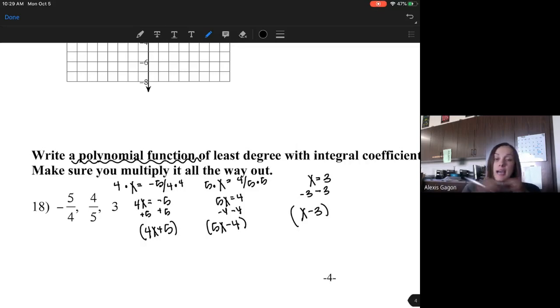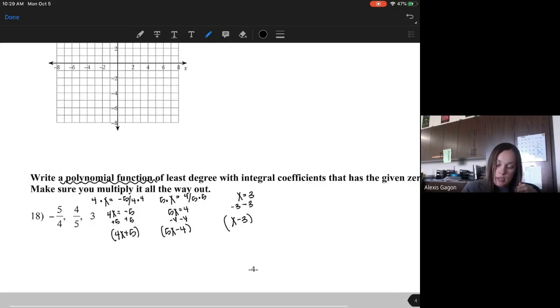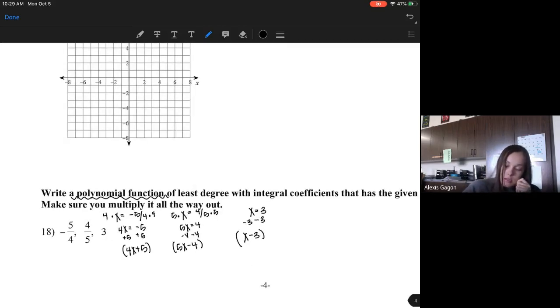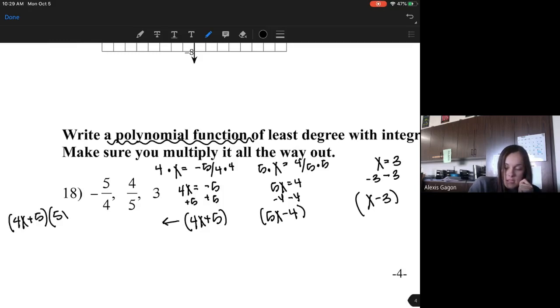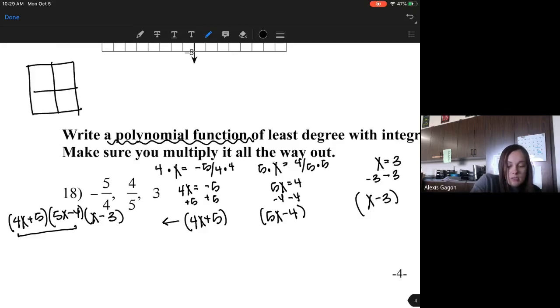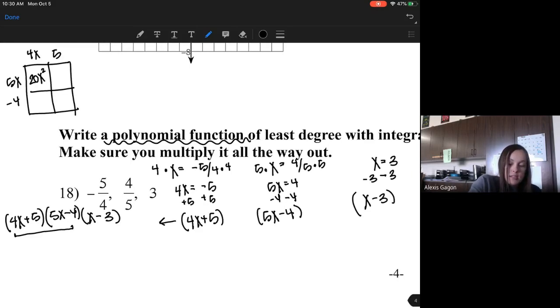Okay, so we need to actually multiply these out. I'll keep it zoomed in and write it over here. So this will be 4x plus 5, 5x minus 4, and x minus 3. I just need to multiply this whole thing out. I can start by multiplying these two, which I'm just going to make a box. So I have 4x plus 5 and 5x minus 4, which is going to be 20x squared, 25x, negative 16x, and negative 20.